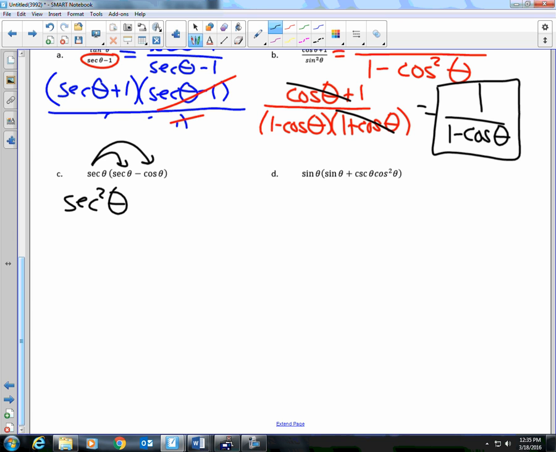And what's secant times cosine? What's the relationship between secant and cosine? They're reciprocals. And when you take two reciprocals and multiply them together, you get uno. What is secant squared minus 1? Booyah.